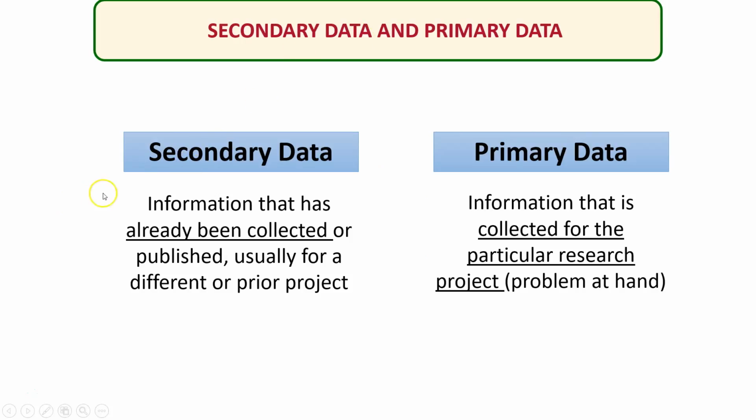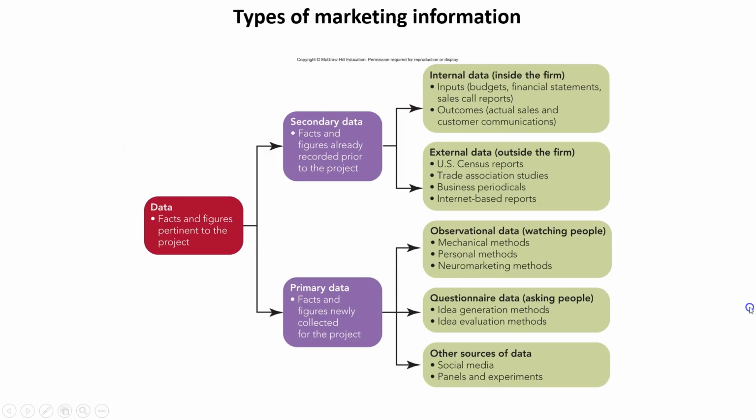So as a recap, secondary data is information that has already been collected or published, usually for a different or prior project, but it may still apply. Primary data is collected for the particular research project, the problem at hand. You may need both of these to answer the question. You are often expected to use both for your project.